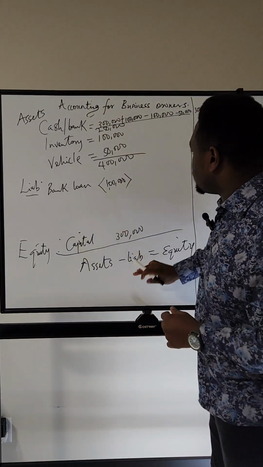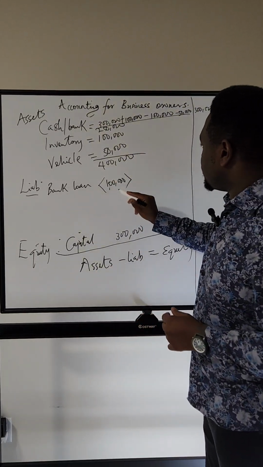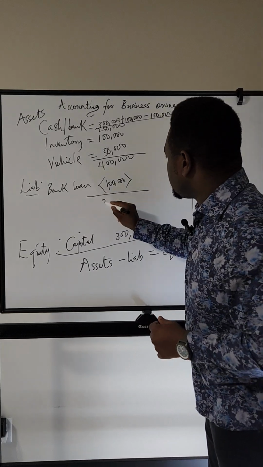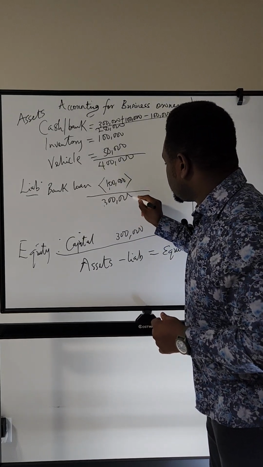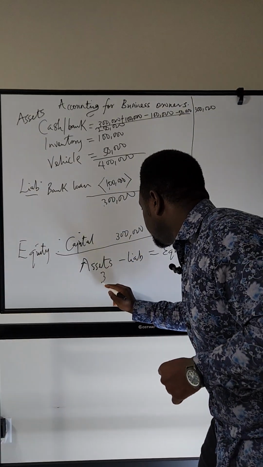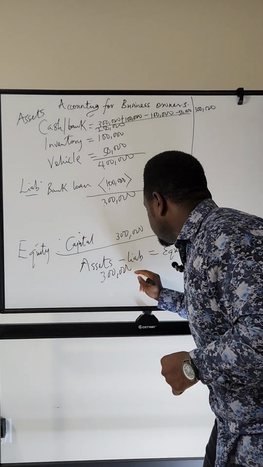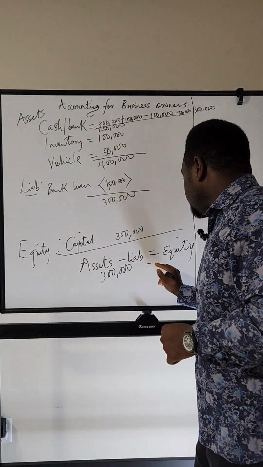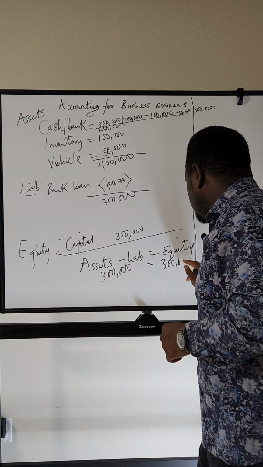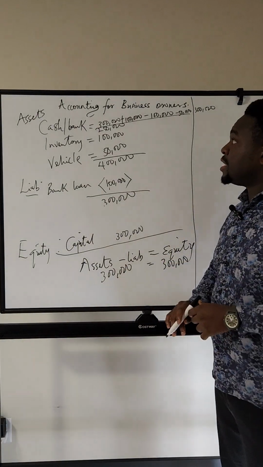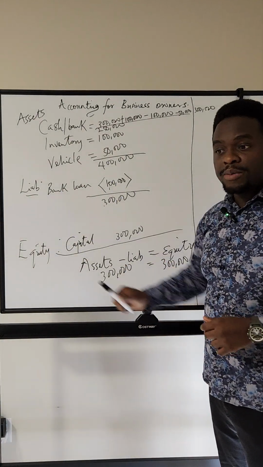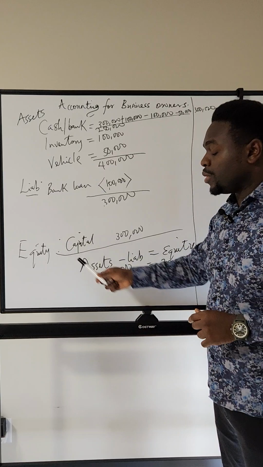And then assets minus liabilities. So 400,000 minus 100,000 gives us 300,000, right? So this side of the equation is 300,000. And what is our equity? It is also 300,000. So hopefully that makes sense. Your assets minus your liabilities must always equal your equity.